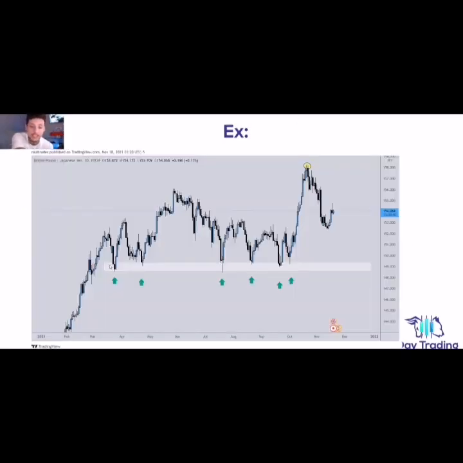Example: this is a liquidity pool. So this is an area. Notice this box is kind of highlighted here, this gray one. Notice how price, every time it hit this level, it had a big move to the upside, and we had big rejection of this level here. This is what we call a liquidity pool.